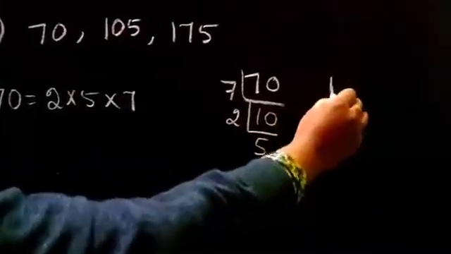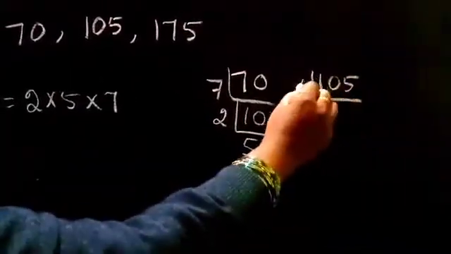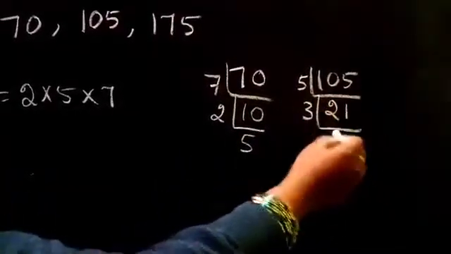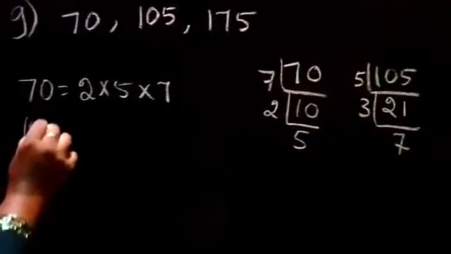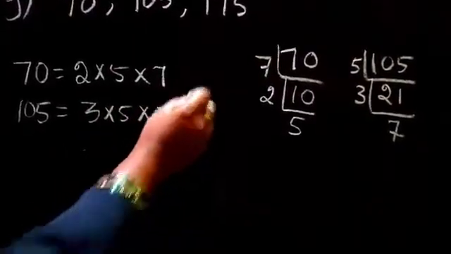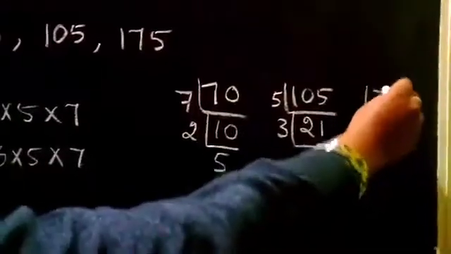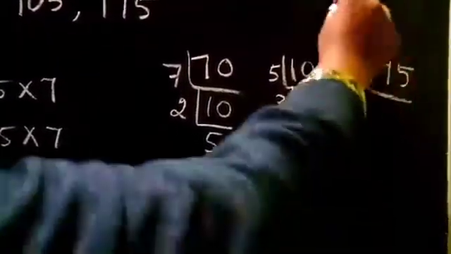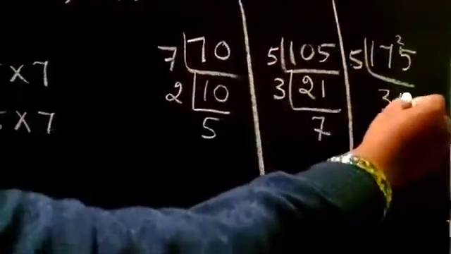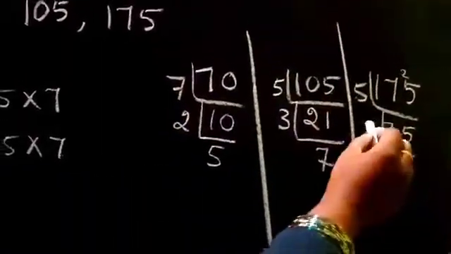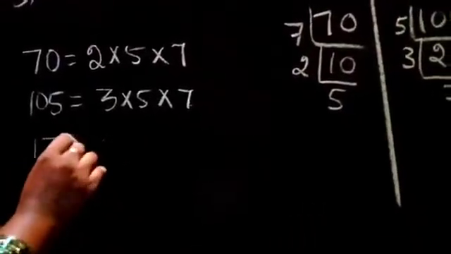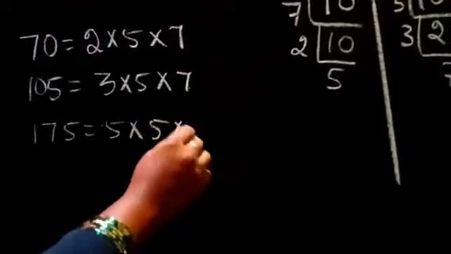Again 105 we should write. Fifth table, 2 5s are 10, 1 5s are 5. Again third table, 7 3s are 21. So 105 can be written as 3 into 5 into 7. Again 175 can be written in the fifth table: 3 5s are 15, remaining 2, 5 5s are 25. Again this fifth table, 7 5s are 35. So 175 can be written as 5 into 5 into 7.